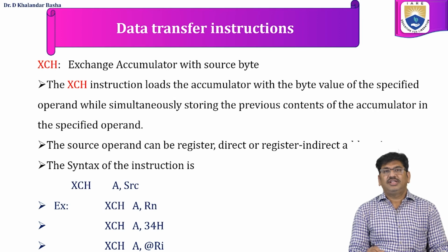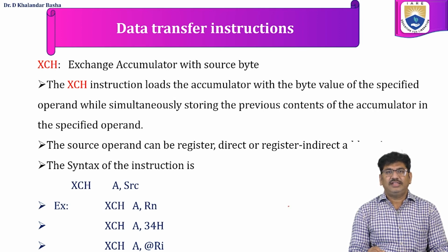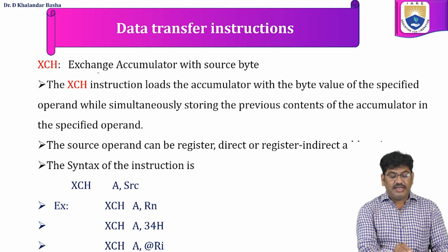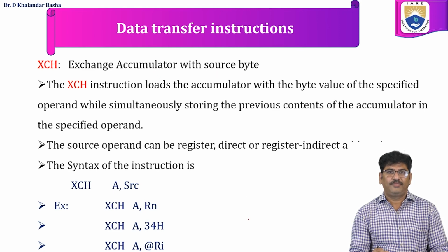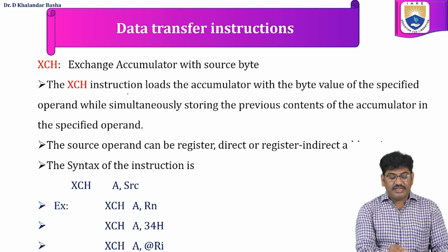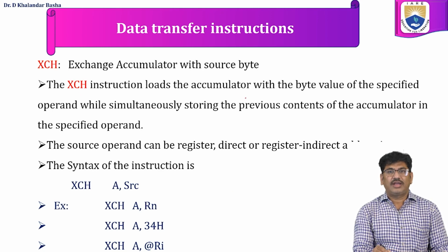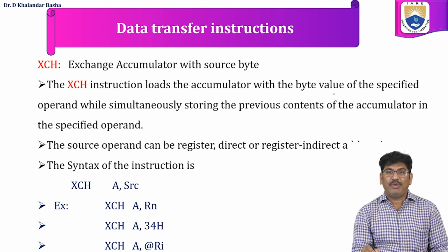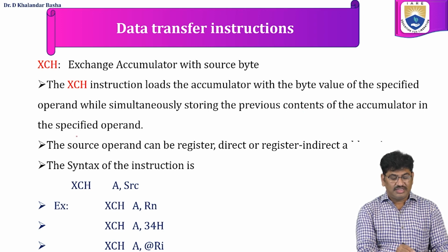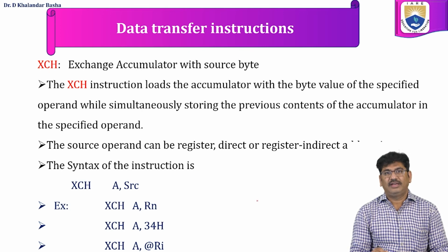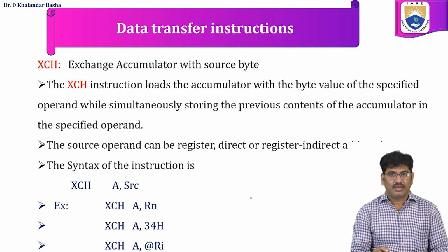The next instruction is XCH, which is exchange accumulator with source byte. The exchange instruction loads the accumulator with the byte value of the specified operand while simultaneously storing the previous contents of the accumulator in the specified operand. It is like a swap operation.